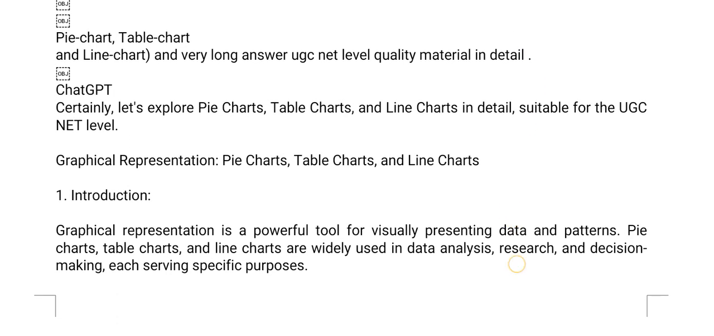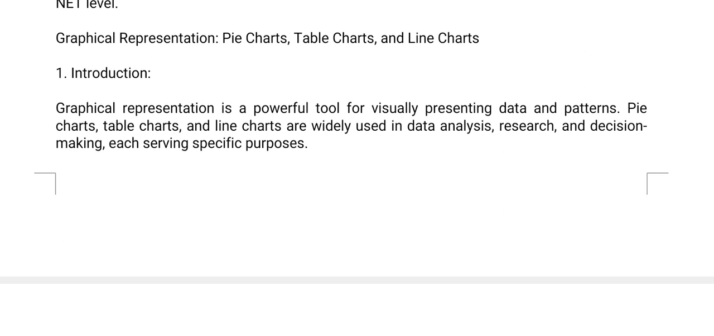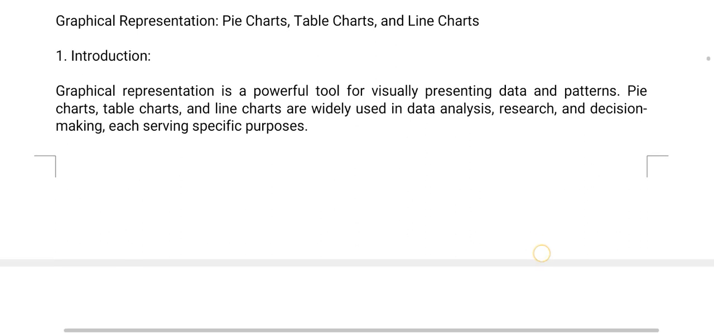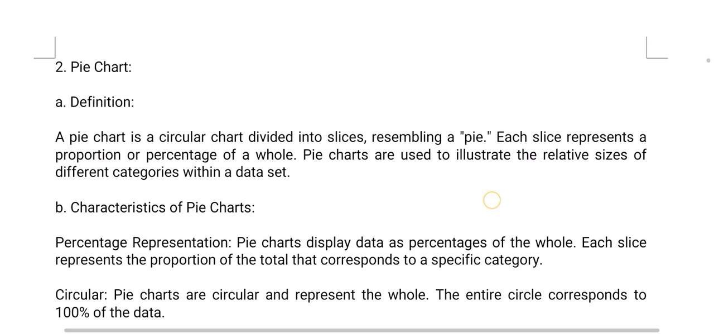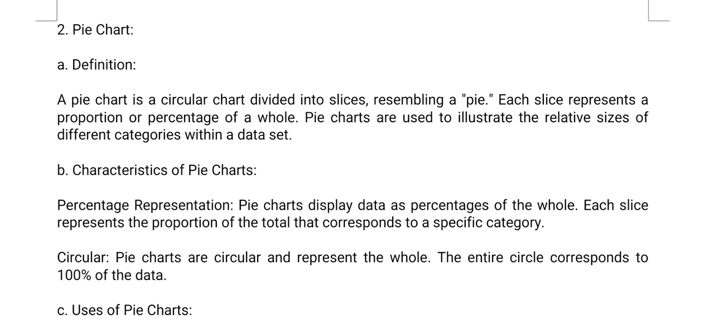Then pie chart and table chart, line chart. Graphical representation is a powerful tool for visualizing different data and patterns. Pie charts, table charts, and line charts are widely used in data analysis, research, and decision making, each serving specific purposes. Pie chart. A pie chart is a circular chart divided into slices resembling a pie.